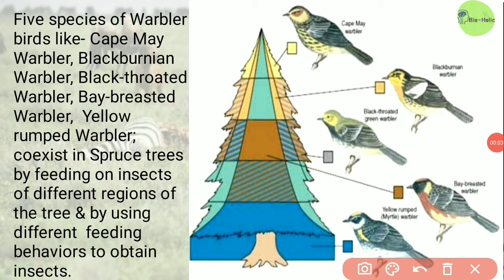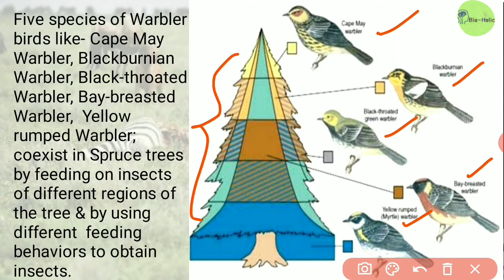So, for an example of resource partitioning, I can say the five species of warbler birds, like Cape May warbler, black Barman warbler, black-throated warbler, bay-breasted warbler, and yellow-rumped warbler, coexist in spruce trees by feeding on insects in different regions. Here we can see different regions of that tree, and they use different feeding behaviors to obtain insects. Okay?